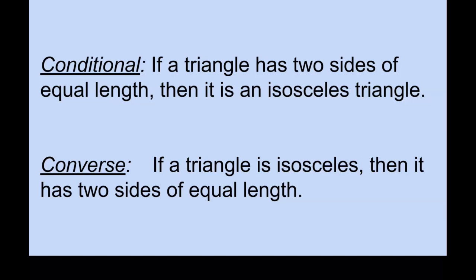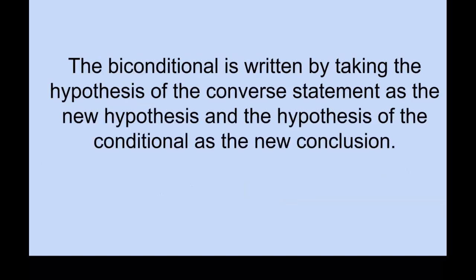And in fact, they are. So if a triangle has two sides of equal length, then it is by definition an isosceles, and an isosceles by definition has two sides of equal length. So those are both true. So then the question is, how do we write them in an if and only if statement?